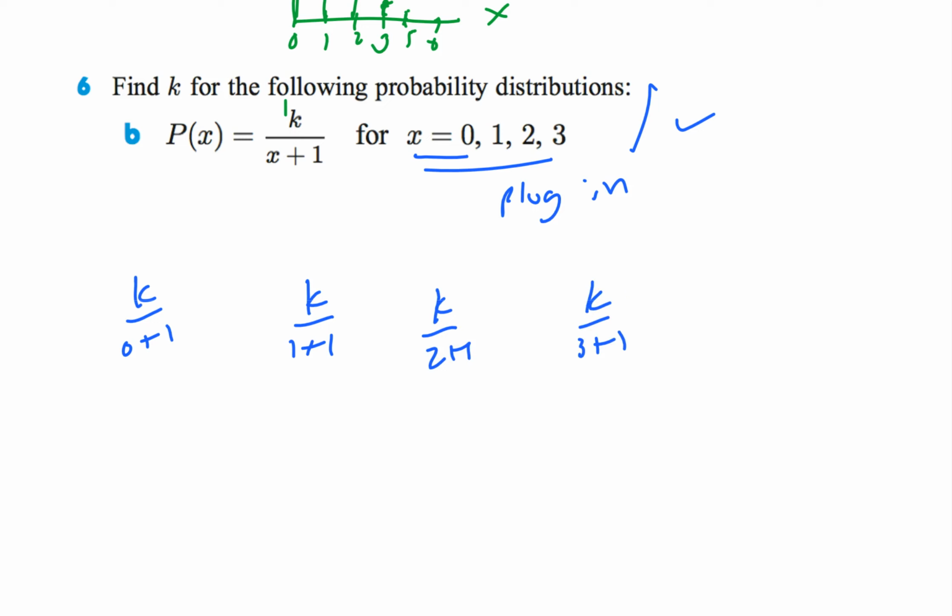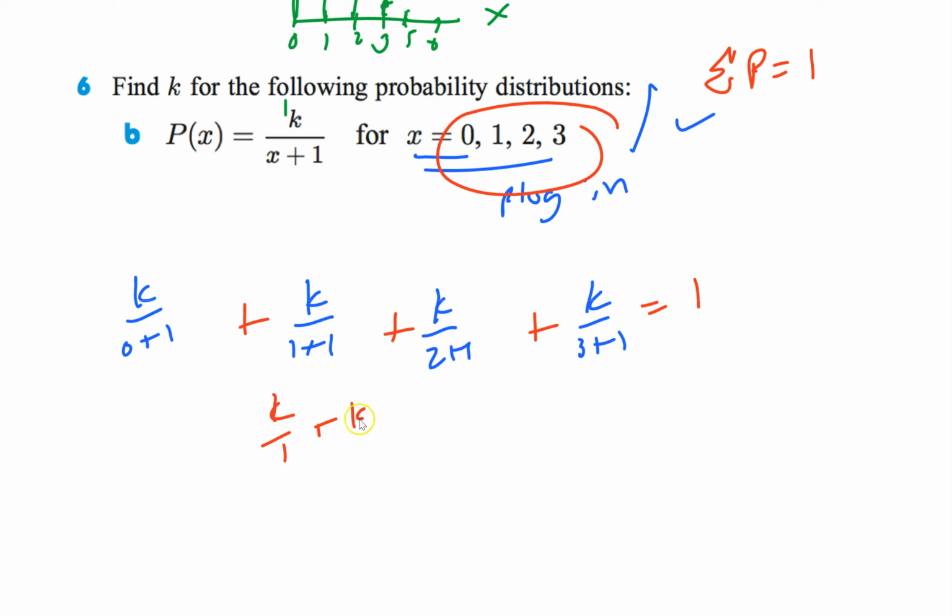Now, we know to plug those in. What's the other thing we know? If I add up all the probabilities, it should equal 1. So all these things I plugged in, add them up, and it has to equal 1. So you're going to get K over 1 plus K over 2 plus K over 3 plus K over 4 equals 1.